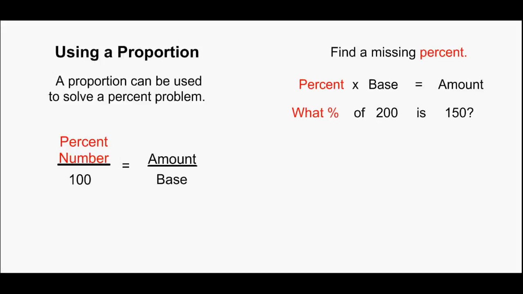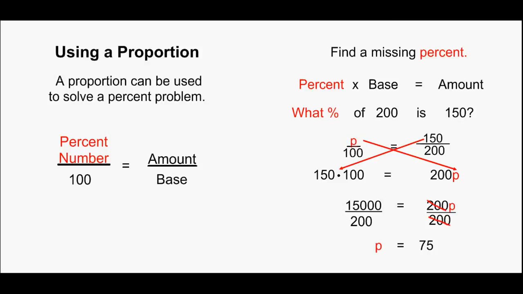What percent of 200 is 150? Let's fill in the information in our proportion. P over 100 represents our missing percent equals 150 over 200. Using cross multiplication, P times 200 is 200P. 150 times 100 is 15,000. Divide both sides by 200. P equals 75. The percent number is 75.